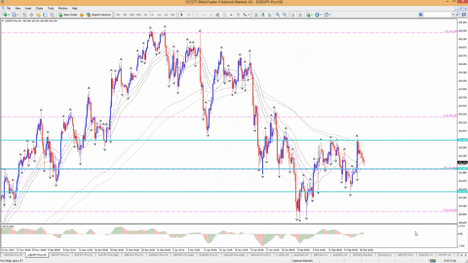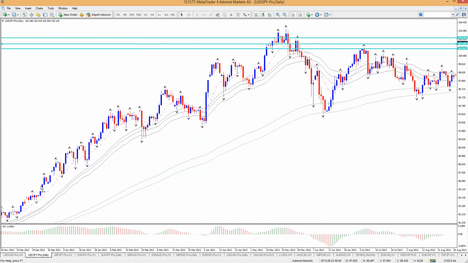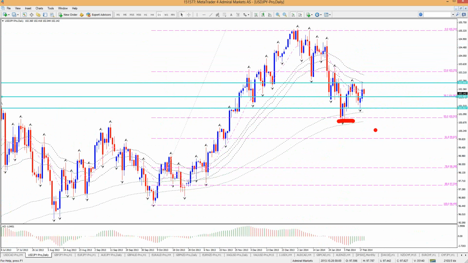Downside, I'd be very careful with downside. I wouldn't be looking for downside unless we really break below this bottom. From a daily perspective, that would mean this. A break below this bottom would mean that we're breaking to the downside and we have space down to the 61.8 fib. And if we break the 61.8 fib, then we have space down to the 78.6.